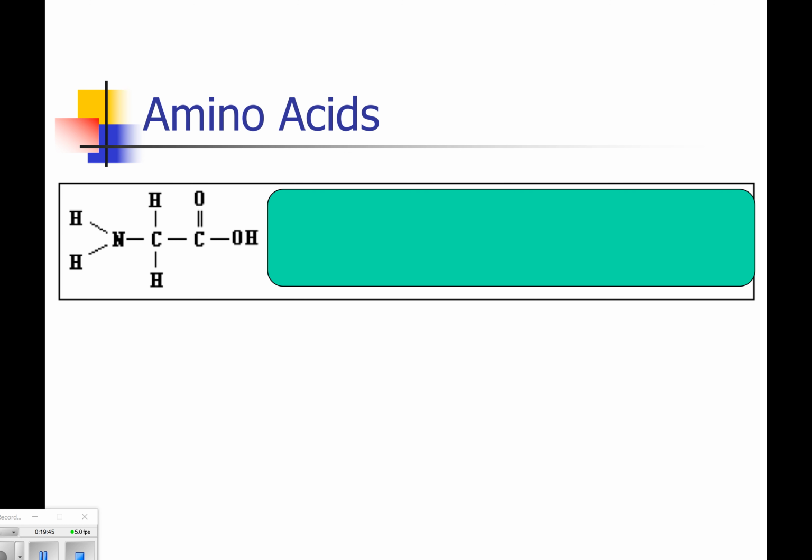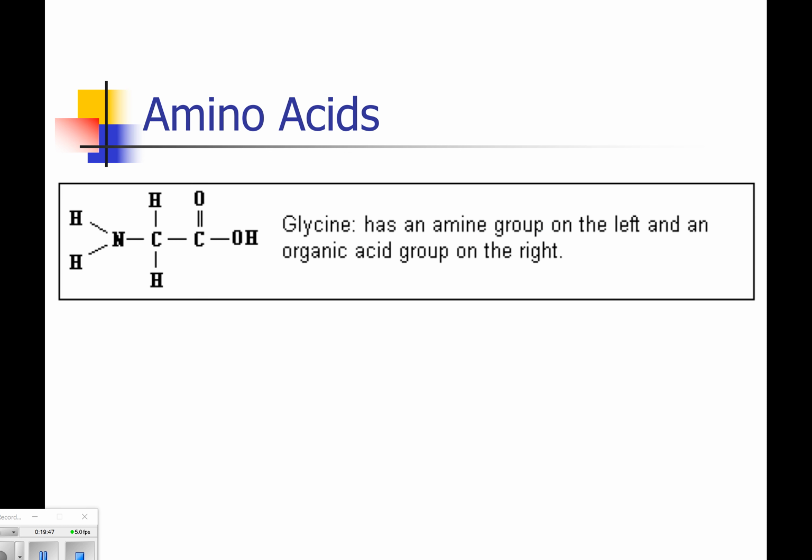So just a quick example of what one would look like. We have the amine group here on the end, and we have the carboxyl group here. This is glycine.